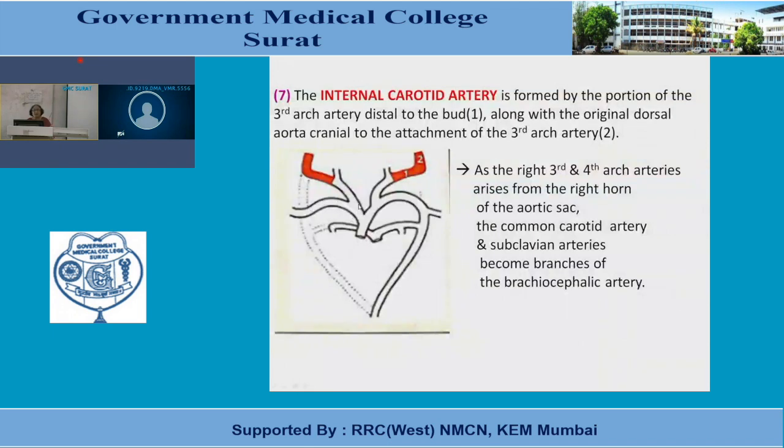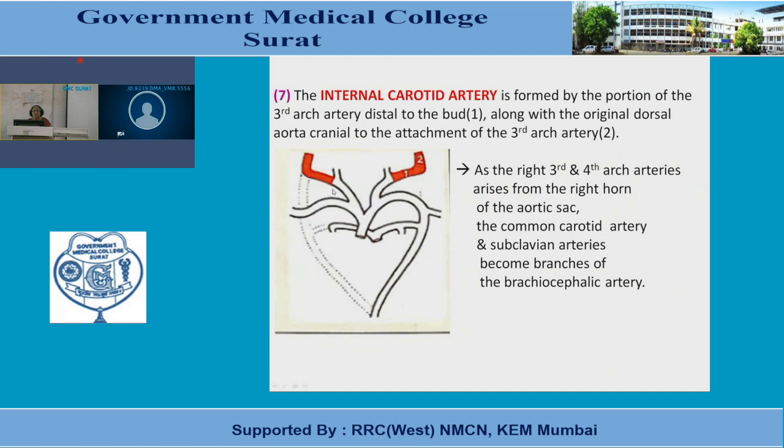So we clear? I will repeat: this is the right horn of the aortic sac. Here you can see it gives rise to the subclavian, and here it gives rise to the common carotid, right? Brachiocephalic gives two branches on the right side, the right subclavian and the right common carotid. This right common carotid gives rise to the external carotid artery and internal carotid artery.